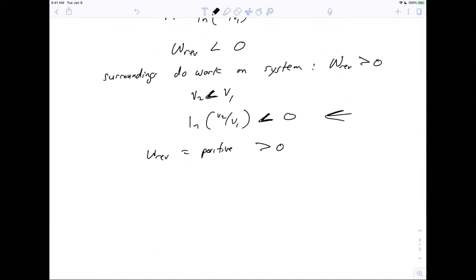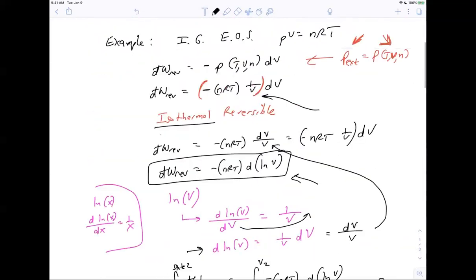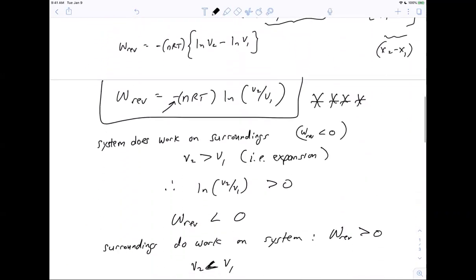So in this case, that's our reversible work for an isothermal process involving an ideal gas. I reiterate that this is for an isothermal process. That's why it's called isothermal and reversible. And this is for a gas that's modeled by an ideal gas equation of state, which is this. Any questions, comments?